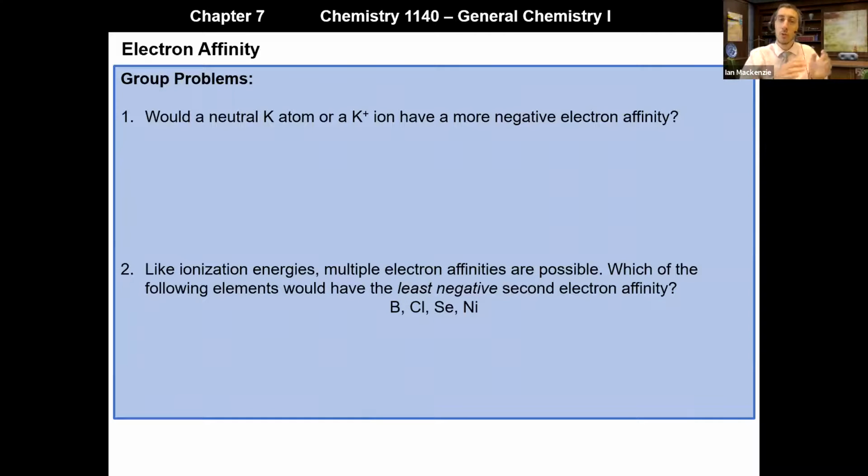Let's take a couple applications of this quickly. Would a neutral potassium atom or a potassium ion have a more negative electron affinity? So we're going to be adding an electron to either K or K+. What we have to look at is, okay, what orbitals are going on here? K has one valence electron. So if you add another electron to it, it's just going to fill the s orbital. K+, however, has given up its valence electron. It now has the same number of electrons as a noble gas.